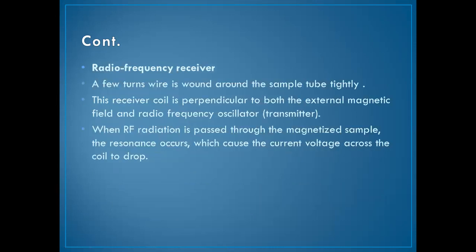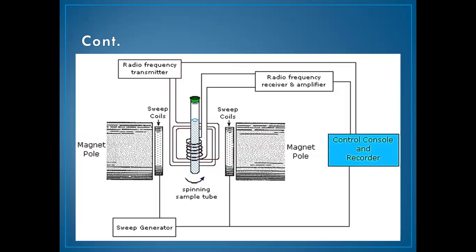So, the radio frequency receiver. This is the last component of the probe unit. A few turns of wire are wound around the sample tube tightly. This receiver coil is perpendicular to both the external magnetic field and the radio frequency oscillator, which is also called the transmitter. When radio frequency radiation is passed to the magnetized sample, resonance occurs, which causes the current voltage across the coil to drop.